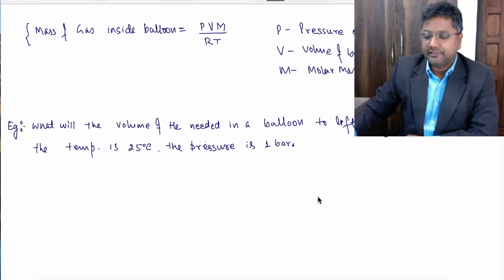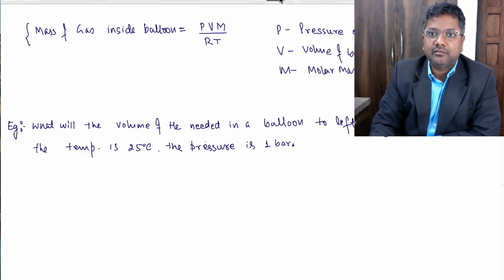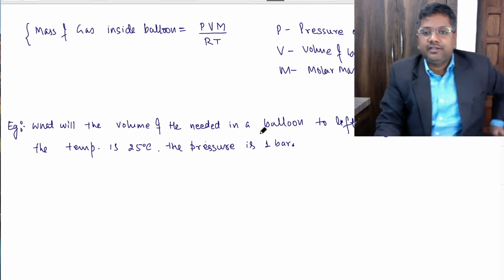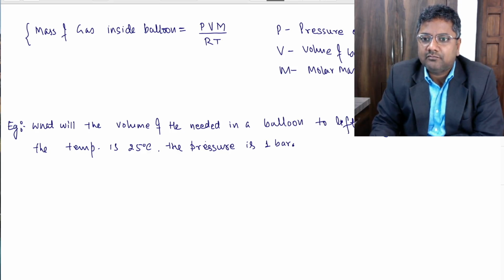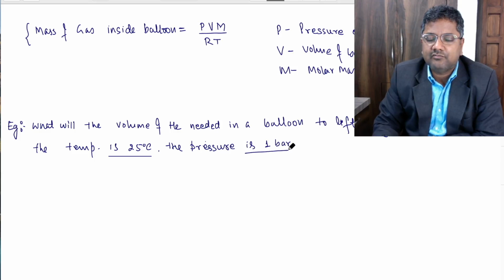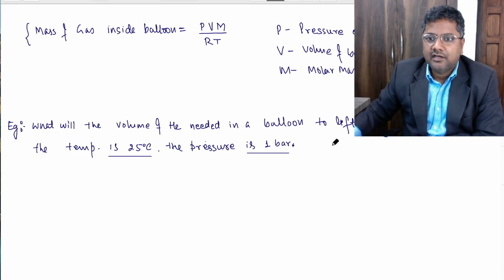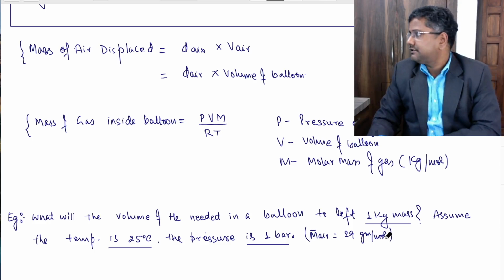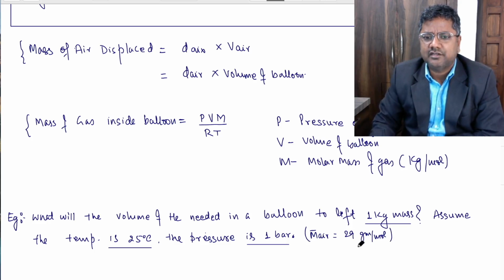Now see, this is an example based on the above concept. What will be the volume of helium needed in a balloon to lift 1 kilogram mass? Assume the temperature is 25 degrees Celsius, which is constant, and pressure is 1 bar, which is also constant. And the average molar mass of air is 29 grams per mole. This is given, and it is almost constant, so don't worry.